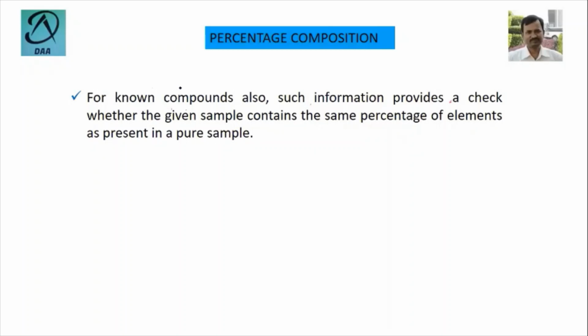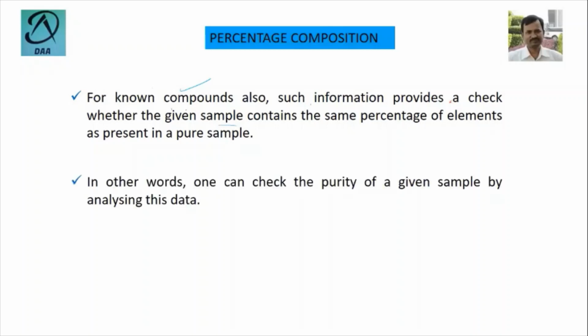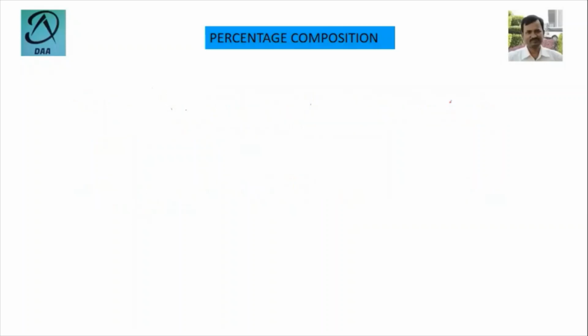And when it is a known compound, such information provides a check on whether a given sample is pure or not, because we compare the percentage composition with that of pure samples of the known compound. So we can check the purity of a given sample by analyzing this data.